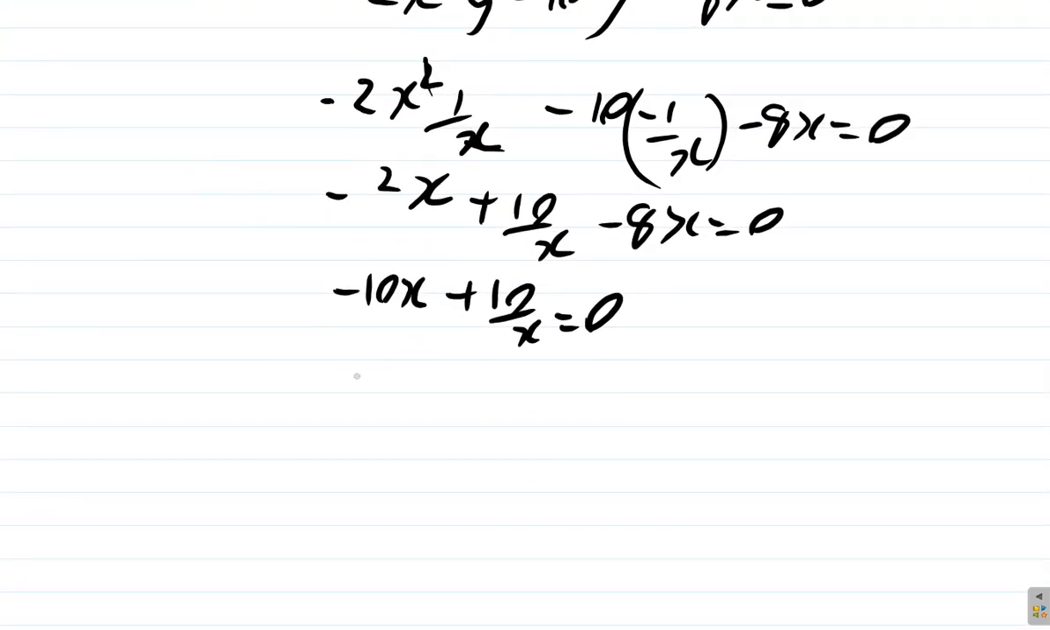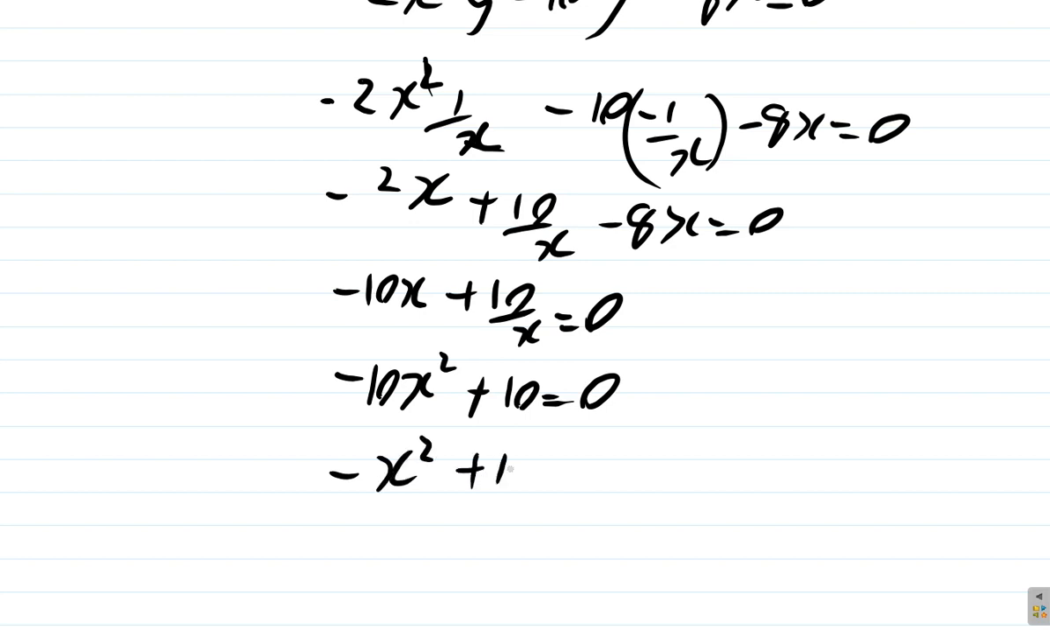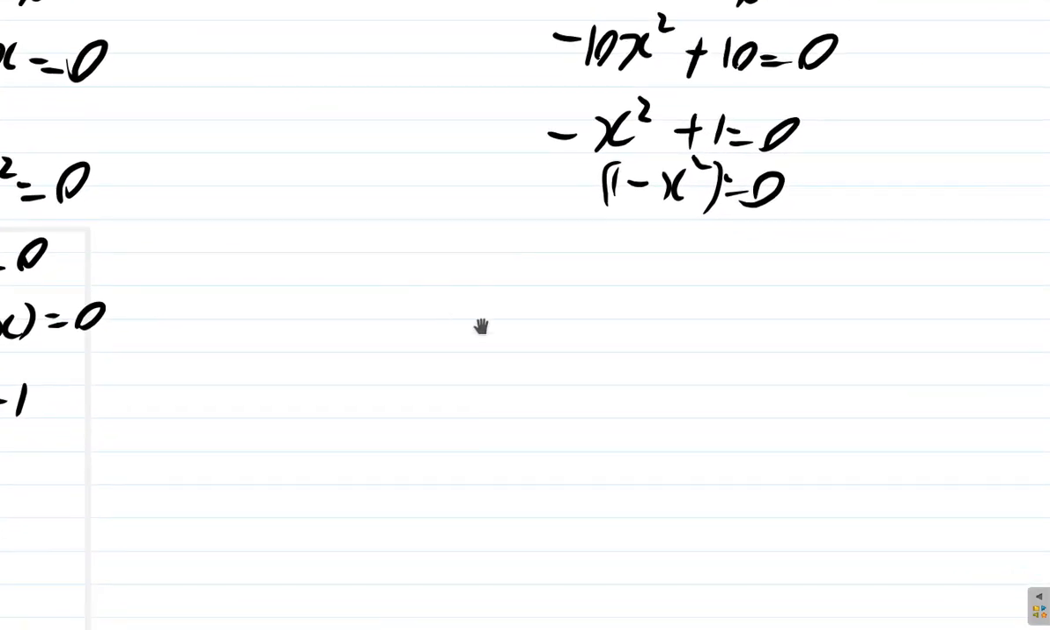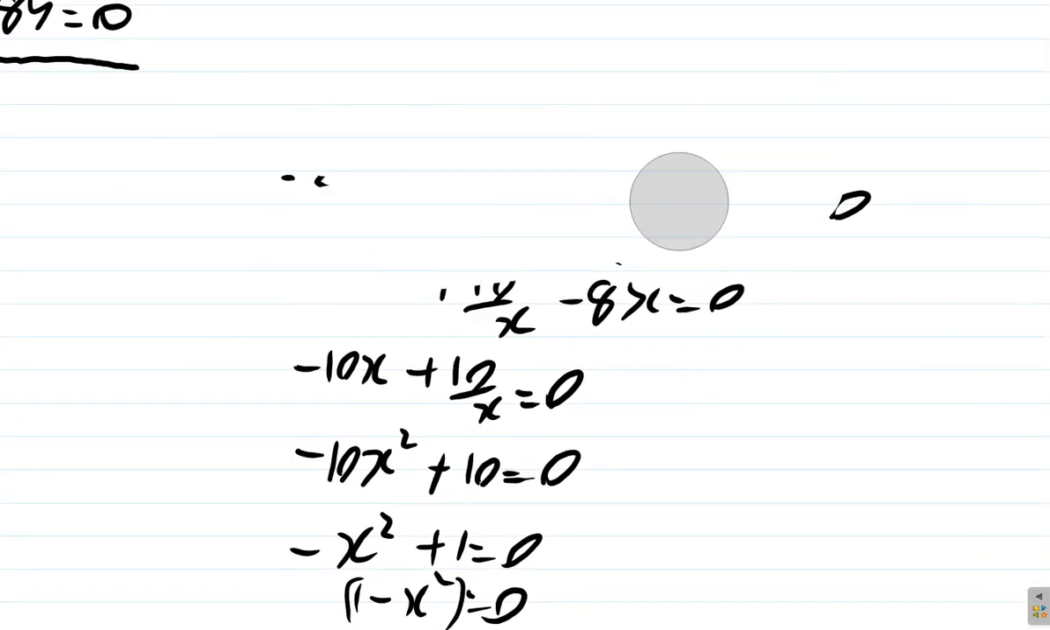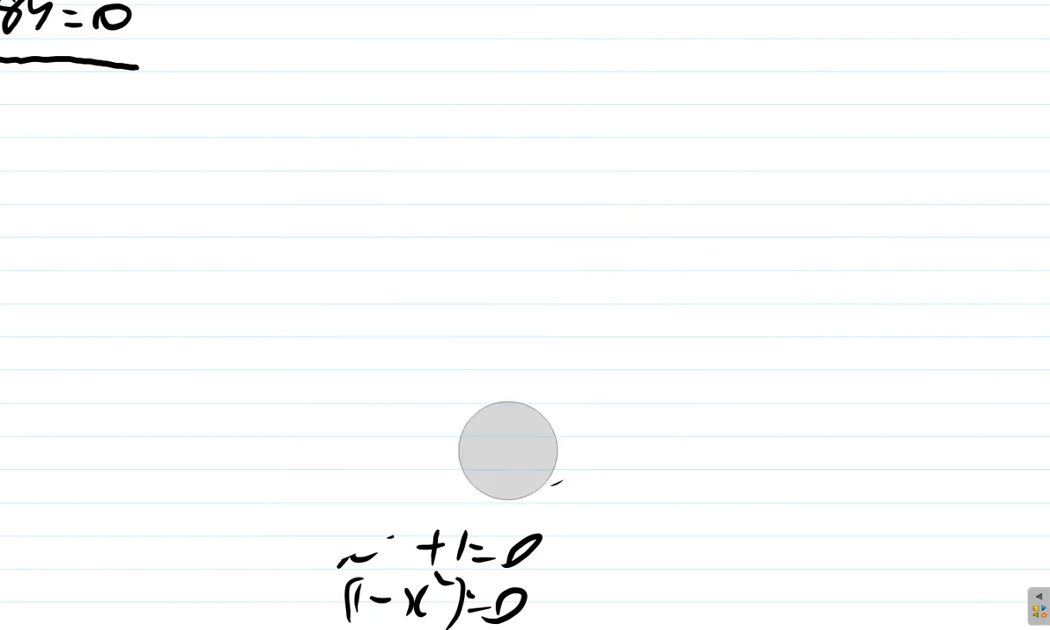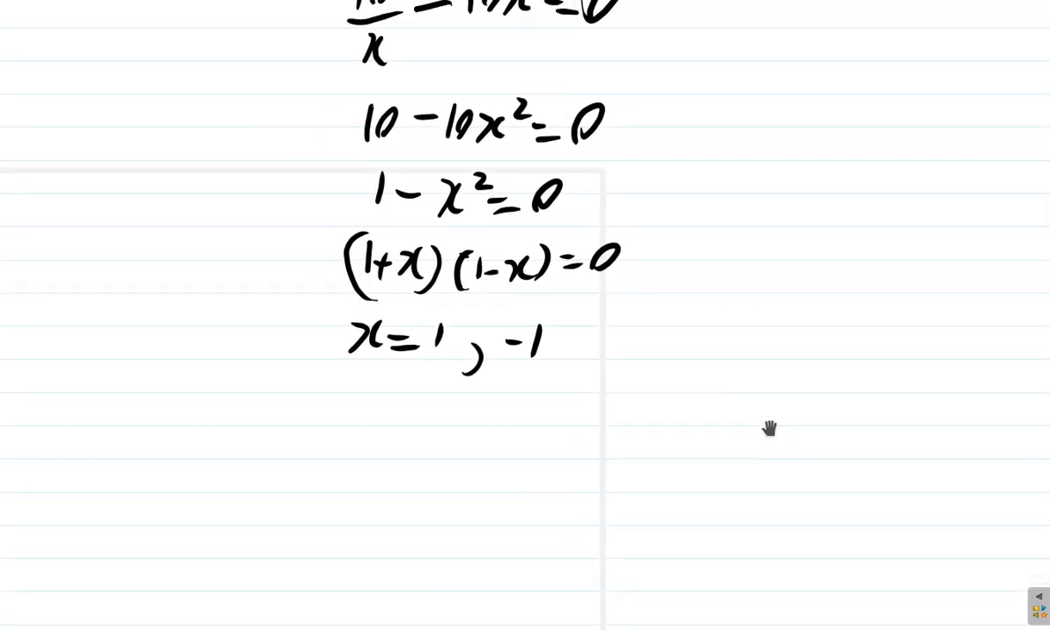If you multiply by x squared, you have negative 10x squared plus 10 equals 0. Divide by 10 will be negative x squared plus 1 equals 0, which is 1 minus x squared equals 0. It will be the same thing, right? It's the same thing that would happen. So we don't have to worry about this part of things, alright? Anyway, let's see what happened here.